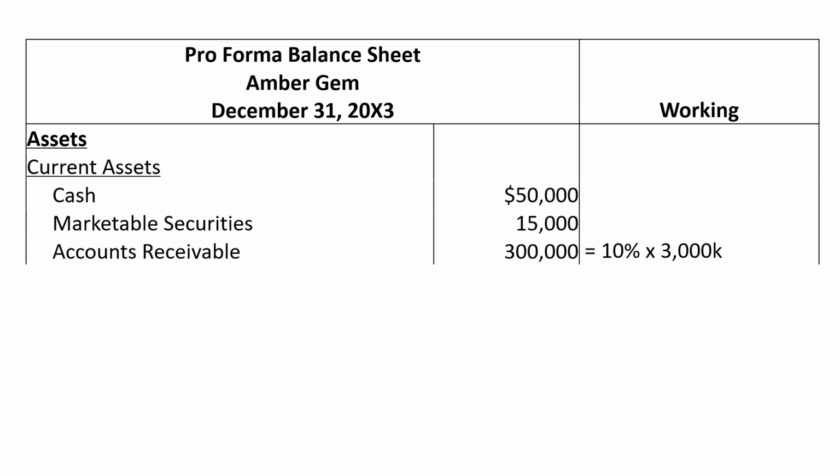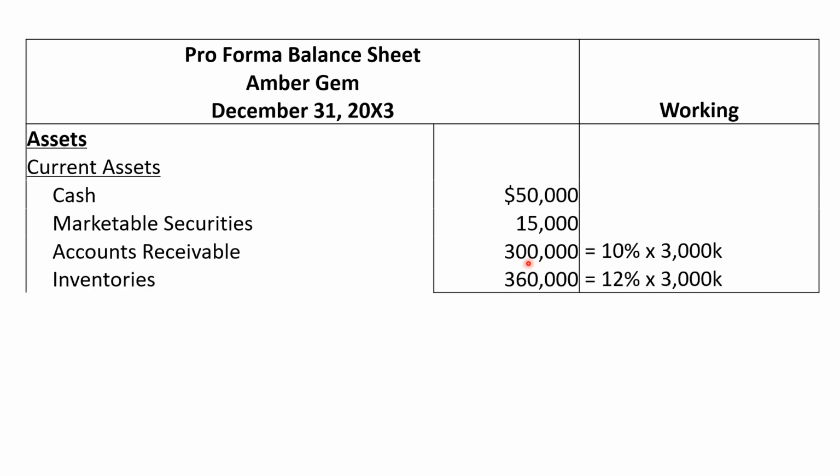Accounts receivable represents 10% of the sales. So here, simply 10% times the new year's sales figure, 3 million, so it's 300k. Inventory represents 12% of the sales figure, so simply times 3 million again, gives you 360. Add up together is 725k. Any questions so far?